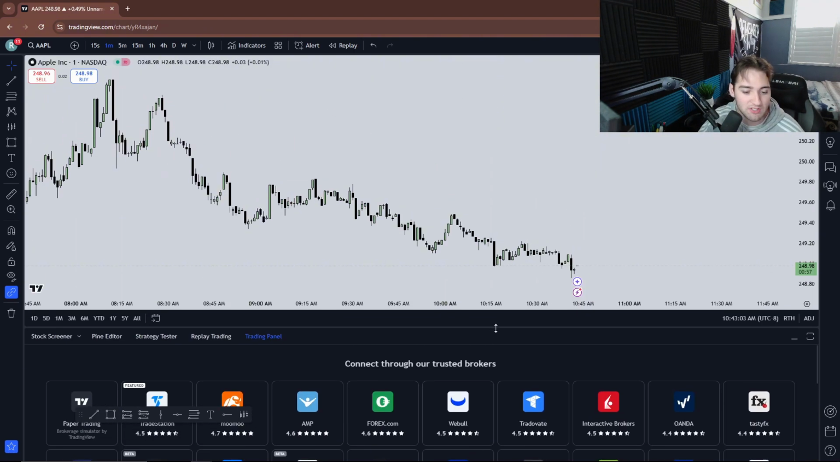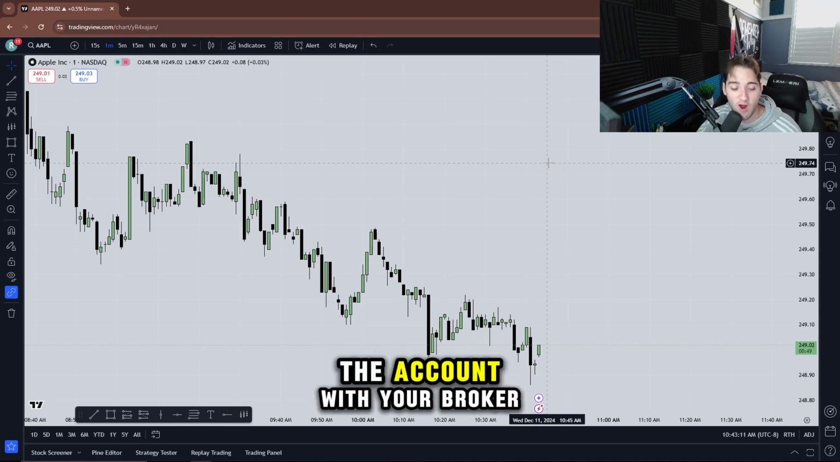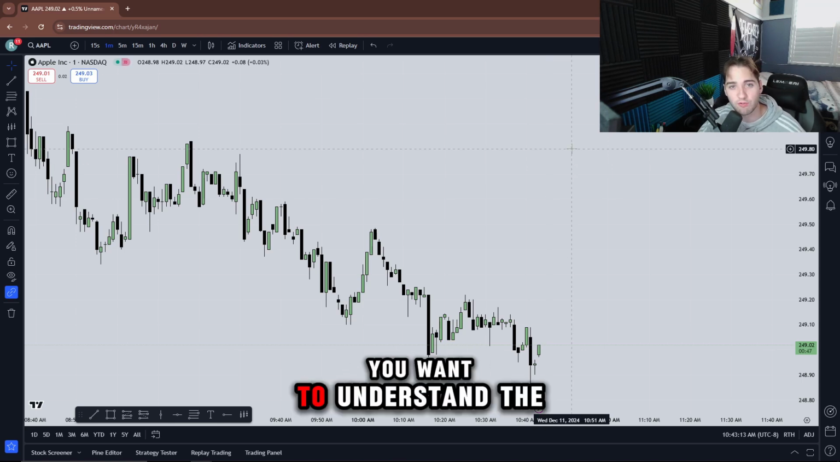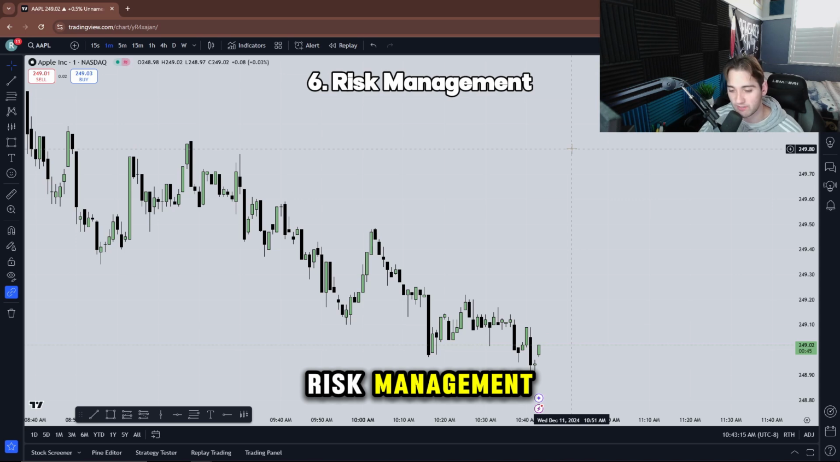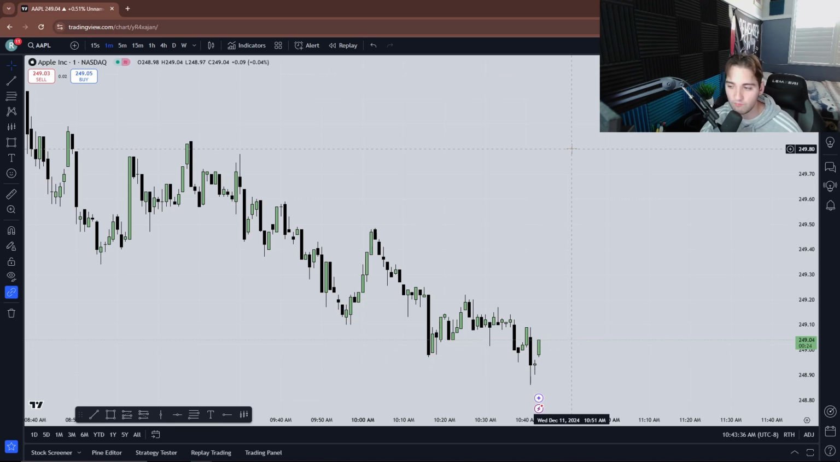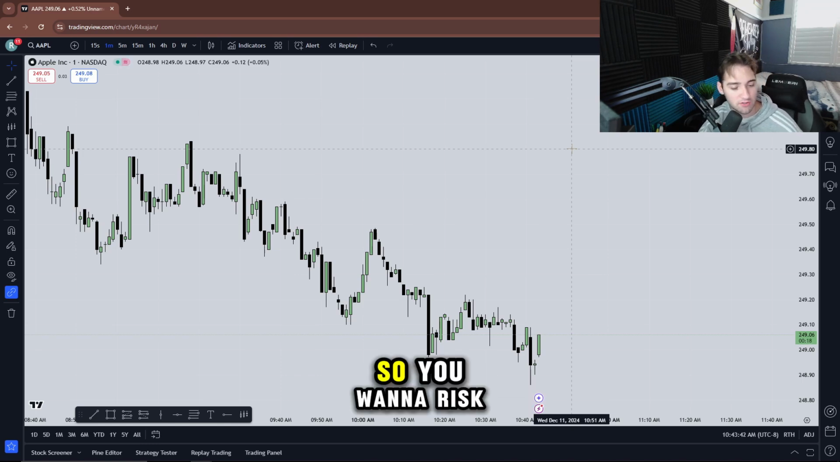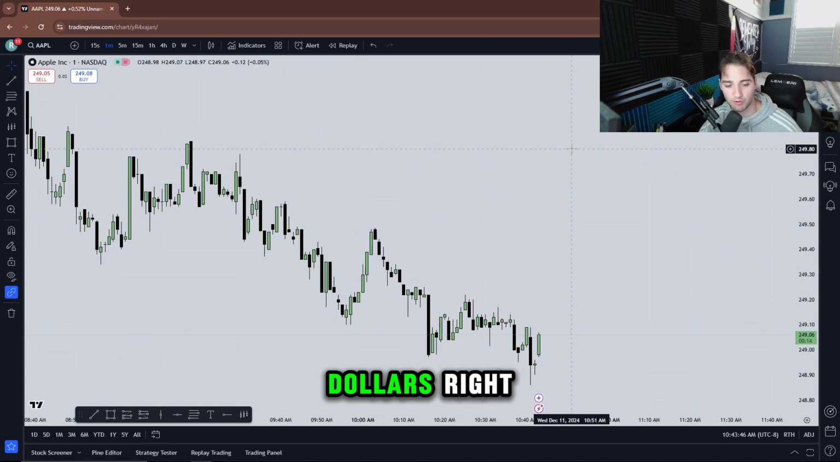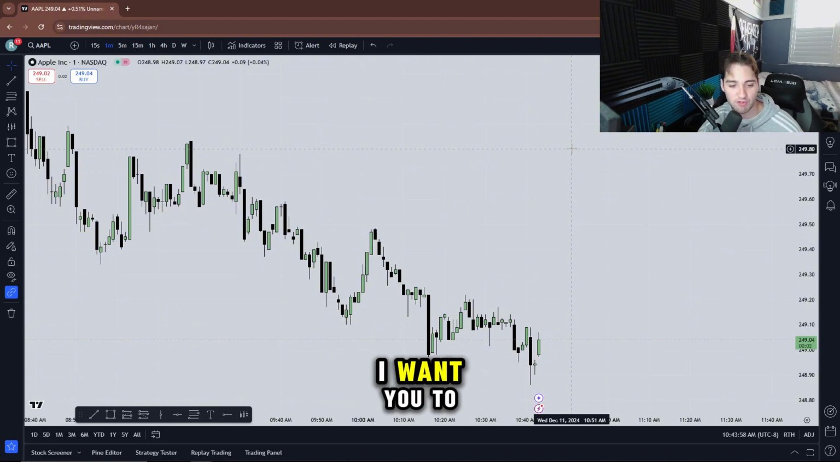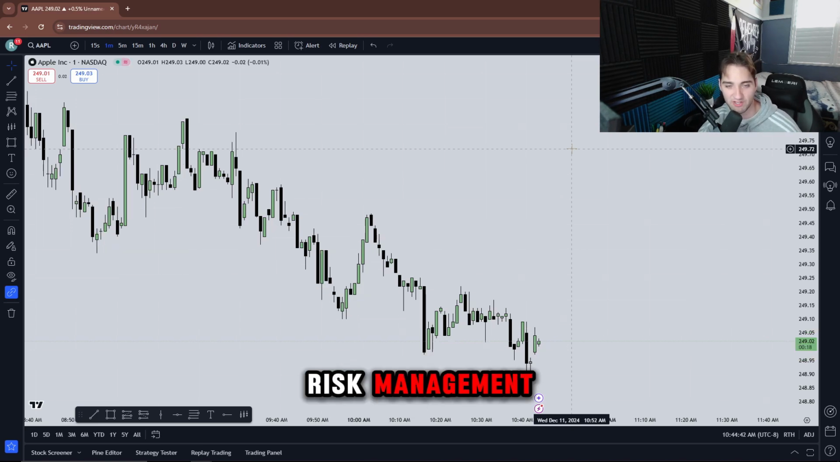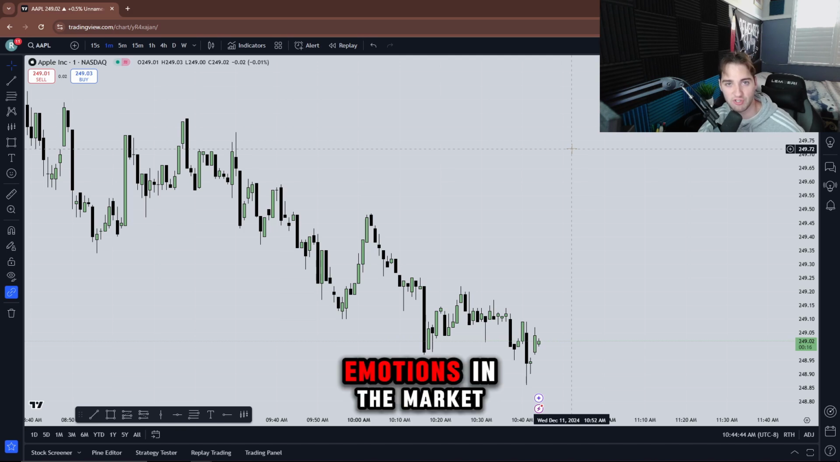And once you open the account with your broker, you want to understand risk management. If you deposit $100 in your account, you're going to start out with $100 as a beginner to trade with, okay? So you want to risk 1 to 2%. What is that? That's $1 to $2 a trade. I don't want you to ever go over 2% if you're a beginner. When you have good risk management, you're going to have good emotions in the market.